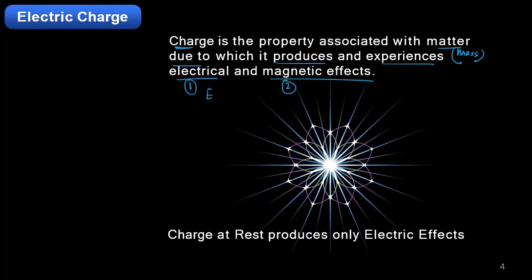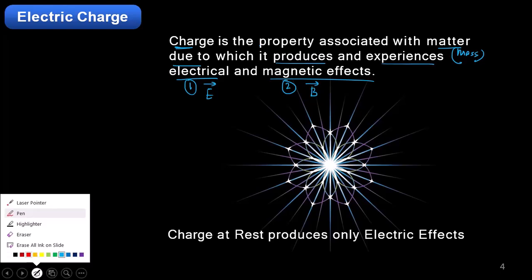So we use the symbol E with a vector notation for the electric field. And for the magnetic field, we use the notation B with a vector notation. Whenever there is a charge, it has some kind of mass. And because of that particular charge, it can either produce or experience two properties: one is the electric field and the other is the magnetic field.